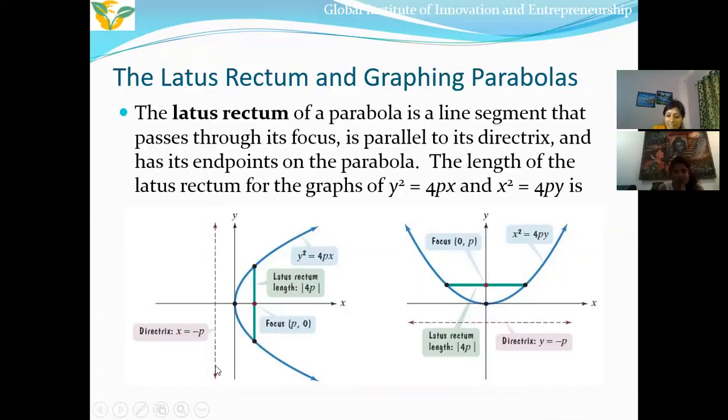Now this line L is called the directrix, and this particular line which passes through the focus has to be parallel to the directrix, and it has endpoints on the parabola. That means this is the shape of the parabola and the endpoints should be on the parabola. The length of the latus rectum for the graphs of y square is equal to 4ax, or 4px for that matter, and x square is equal to 4py is, see, here it is given clearly, y square is equal to 4px, length is equal to 4p, as the focus is (p, 0) here. (0, p) is the focus here. x square is equal to 4py, standard equation of the parabola. Latus rectum length is 4p.